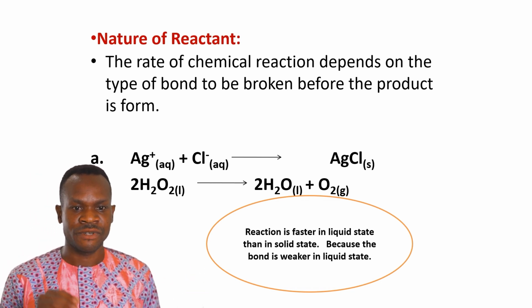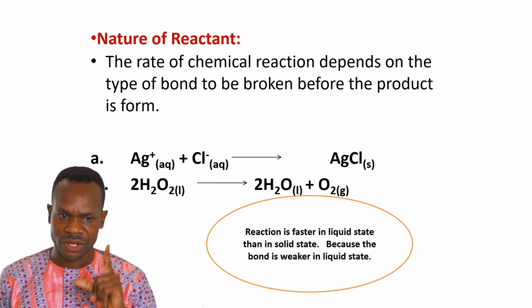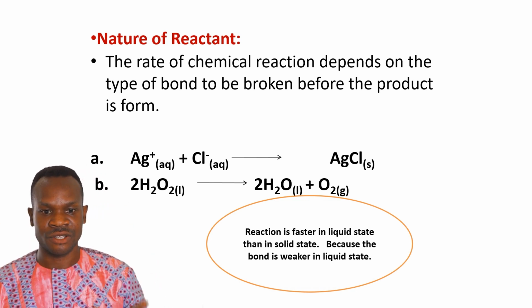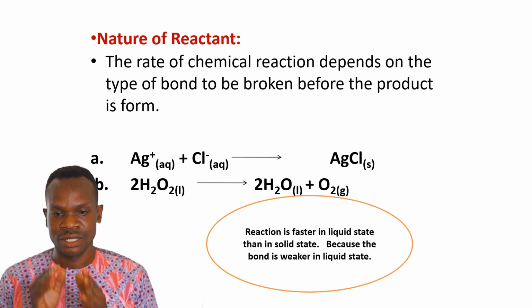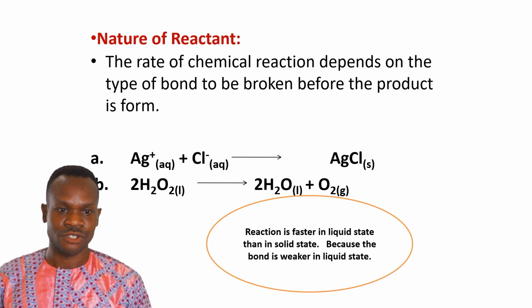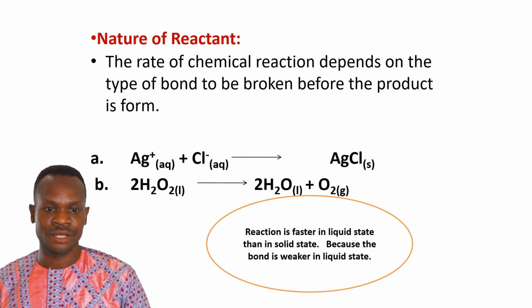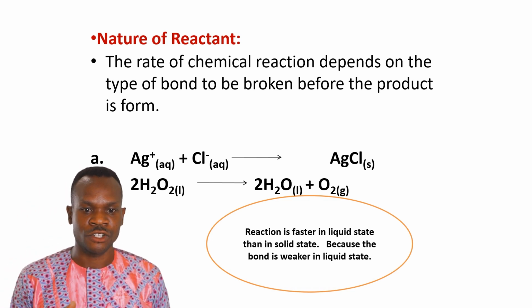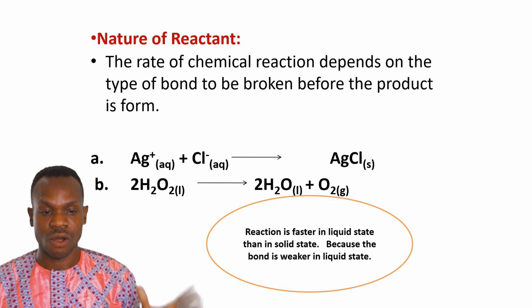Let's look at reactions involving ionic bond in aqueous solution. For example, silver ion reacting with chloride ion gives a fast result to produce a precipitate of silver chloride. This reaction happens very fast. On the other hand, reactions with covalent bonds happen significantly slower. Example, the decomposition of hydrogen peroxide into water and oxygen.